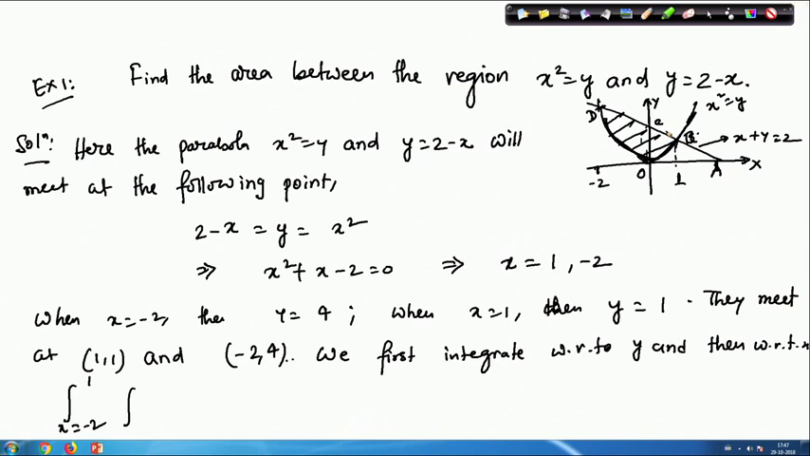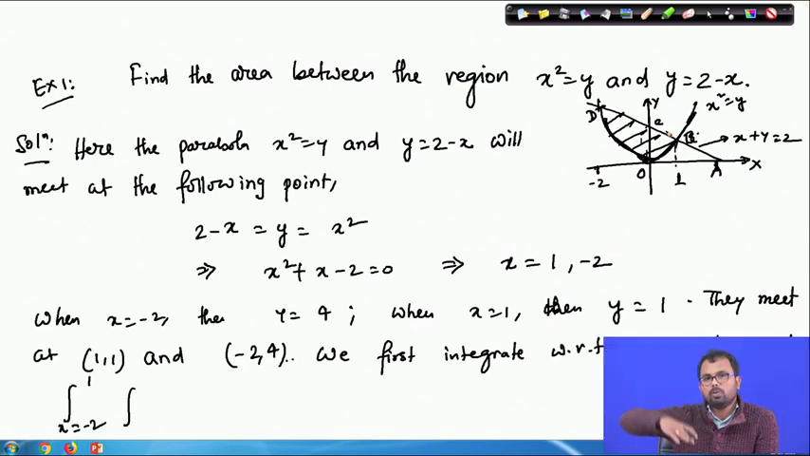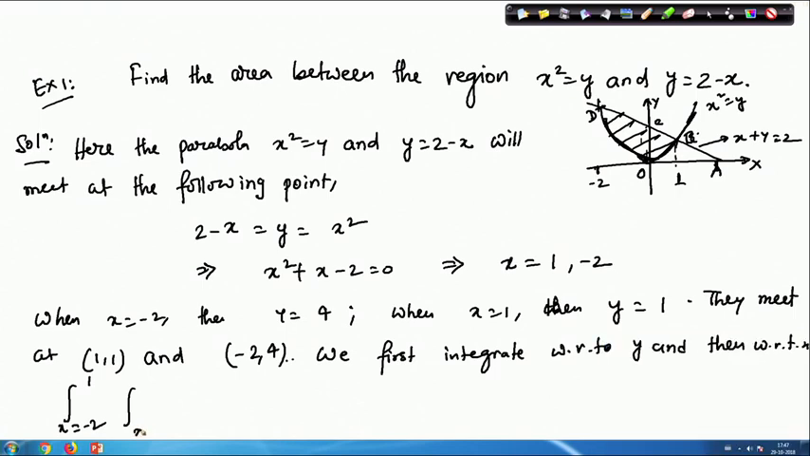So that means it is above this parabola, but below that straight line. So above the parabola, that means we have y equals x square, and below that straight line is 2 minus x, dA. A denotes the area. So now we have x running from minus 2 to 1, and y running from x square to 2 minus x, and we are integrating with respect to y first, and then with respect to x. So that's what we are doing.